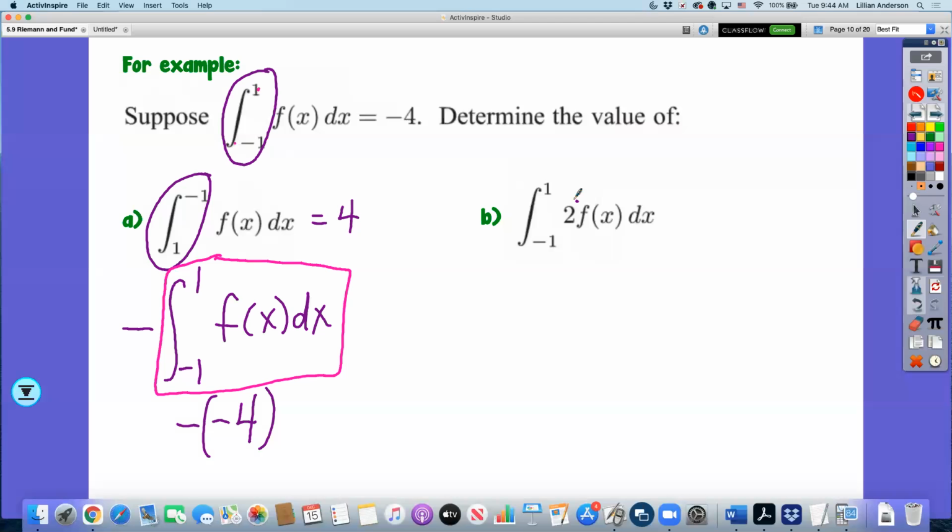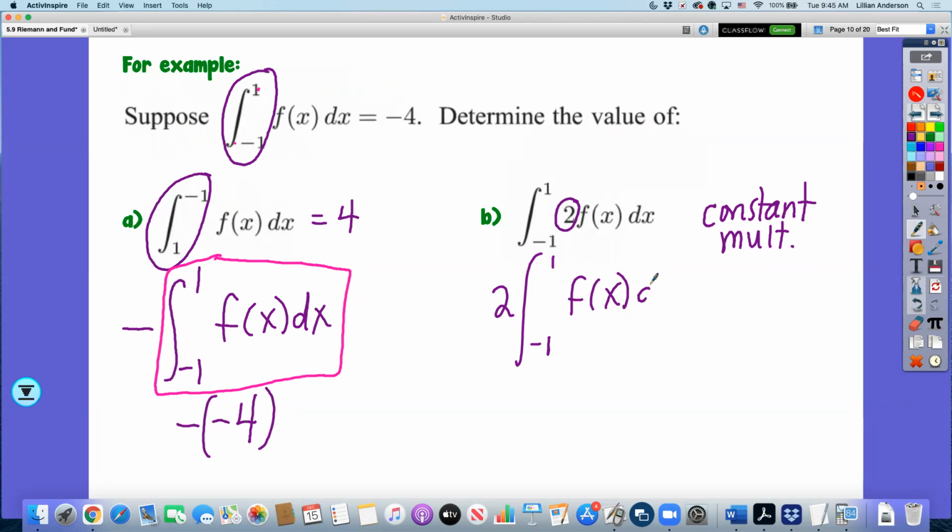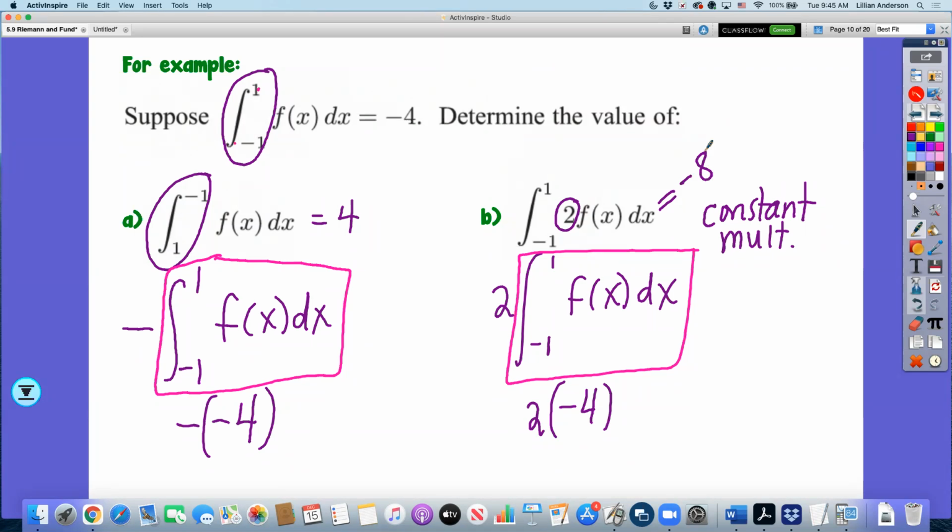For this one, you see how there's a 2 in front of the function? We can use that constant multiple rule, which I think on the other slide was called multiplication by constant. It says that we can pull it out of the integral. And again, that's exactly what I was given. So I can replace that whole expression with the -4 and just bring down the 2. So then what's the area? -8. These rules also apply with other functions too.